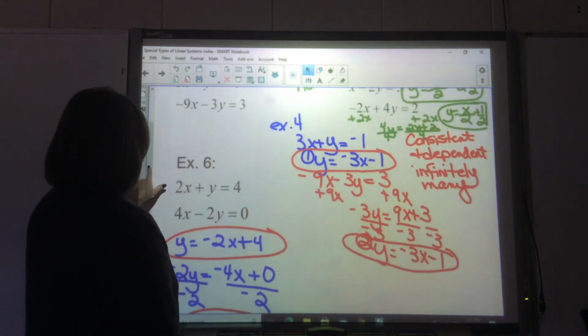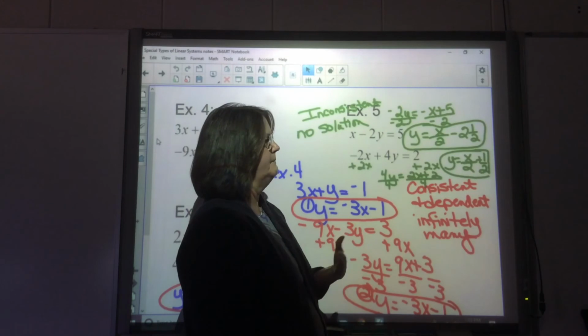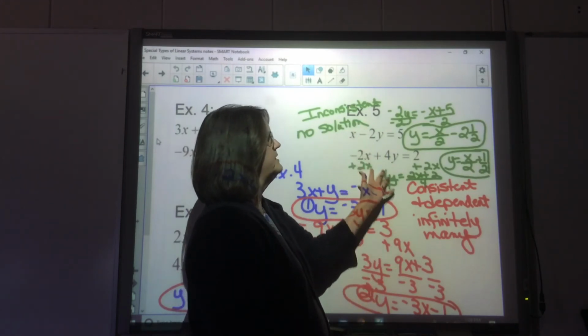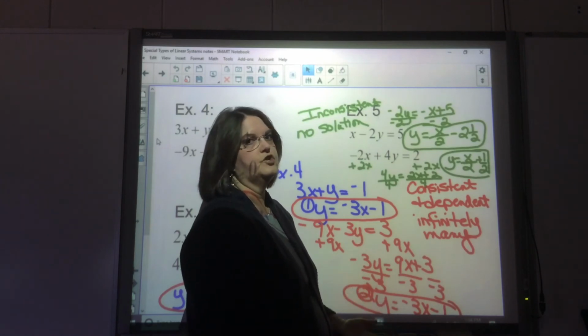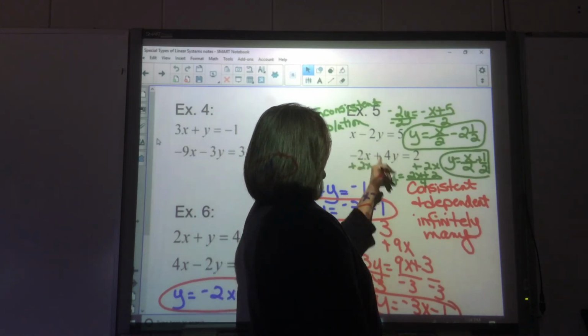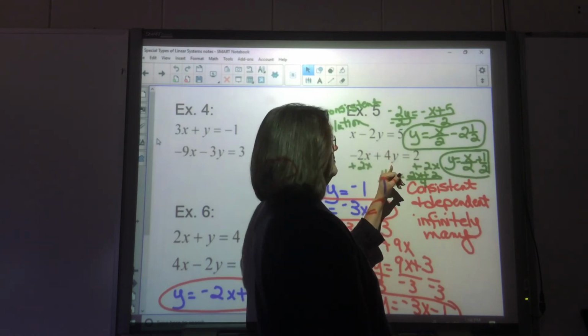So you won't recognize this, let me just say this, until you put them in slope-intercept form. Now I'm not going to take each and every one of these and go through how you put them in slope-intercept form because you should know that by now. But what I want you to see is you can't tell necessarily from the start, so you have to put them in slope-intercept form to see.